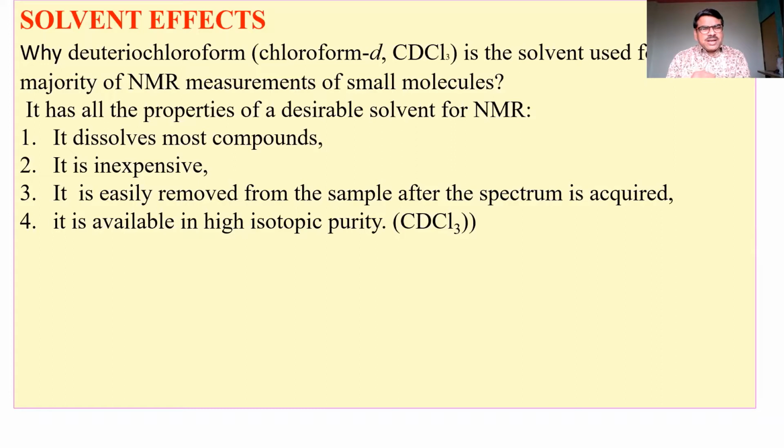It means isotope. You know what an isotope is? Compounds having the same atomic number but a different mass number are called isotopes. The isotope of hydrogen is called deuterium, and it is available in high purity. Purity is very important. If purity is not there, definitely we will not get the clear spectra of that organic compound.